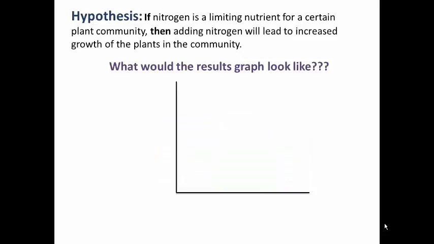Well, here's our hypothesis again. If nitrogen is a limiting nutrient for a certain plant community, then adding nitrogen will lead to increased growth of the plants. So if that is correct, what do you think our graph is going to look like? Now this is going to be really important for graphs. When we look at graphs, we're going to have on the graph both an independent and a dependent variable. And I just want to say that no matter where you are in the world, it's going to be the same.